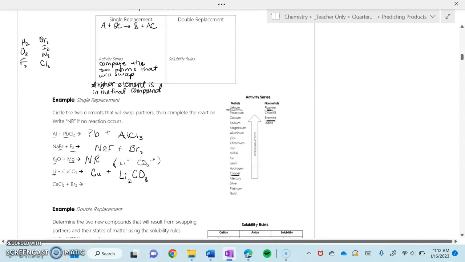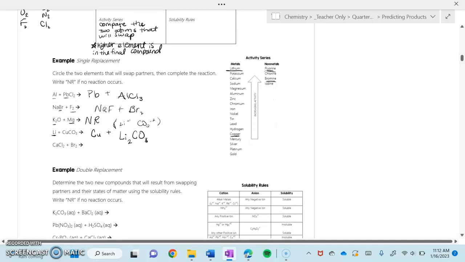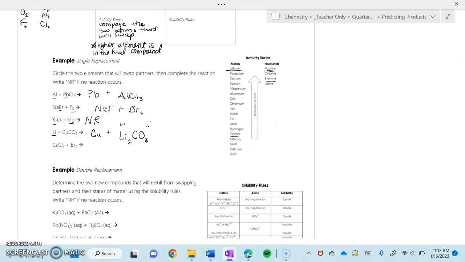Again, we're not really focusing on the balancing right now, just the patterns, but I wanted to clarify that so we're not confused. It does still follow the law of conservation of mass. And our last one, we have bromine is our element, so we're on the non-metal side, and chlorine is what we're comparing it to. Chlorine's higher, so it needs to be in the compound, already is, no reaction, done.